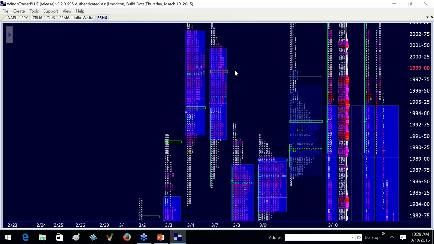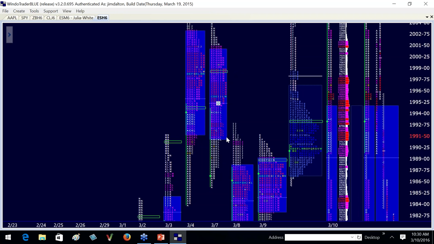We trade value, not price. Value is where two-thirds of the day's activity takes place. So the attempted direction on Monday was up. Price was clearly higher. The blue area here is value. This is Friday's value on the left. Monday's value was almost overlapping, but slightly lower.